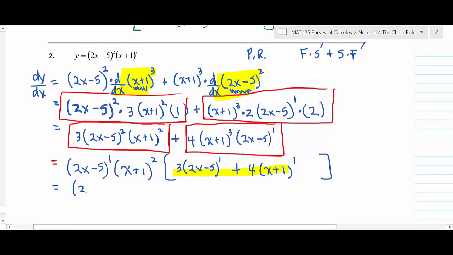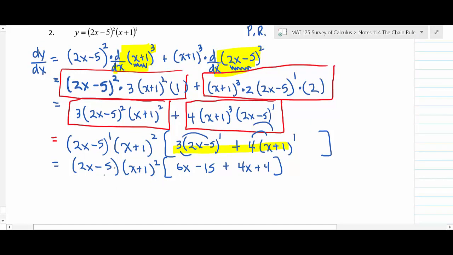And you don't need these first powers. Okay? So I'm doing that to emphasize something. Okay? Now inside this bracket, you're going to have 6x minus 15. Then you're going to have 4x plus 4, like that. Okay, collect like terms, and then we're done.